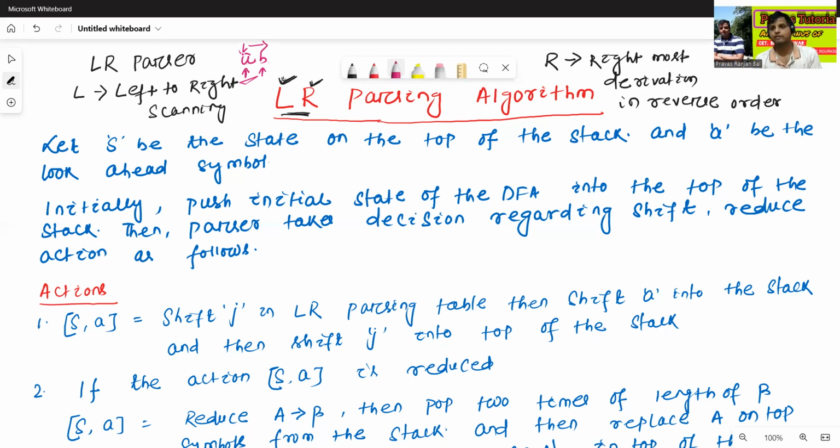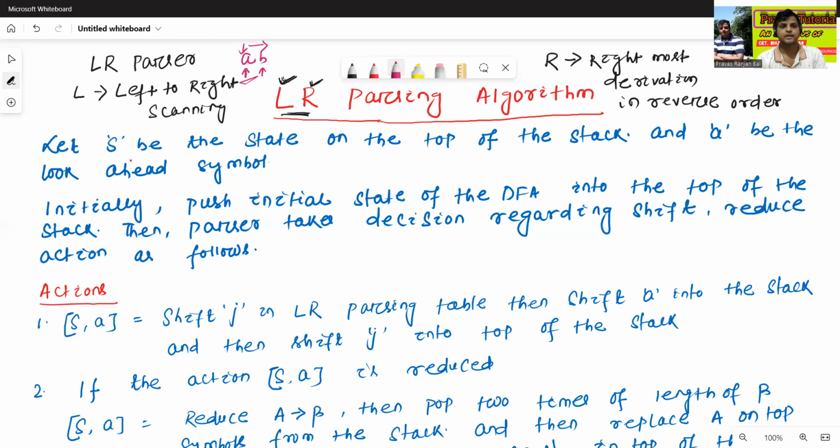Rightmost derivation we have also discussed in some previous classes. Just see what the meaning of leftmost derivation is, and what the meaning of rightmost derivation is. Hope all of you are clear about the LR parser. Now we'll see the steps or the algorithm of the LR parser, how to construct the LR parser.